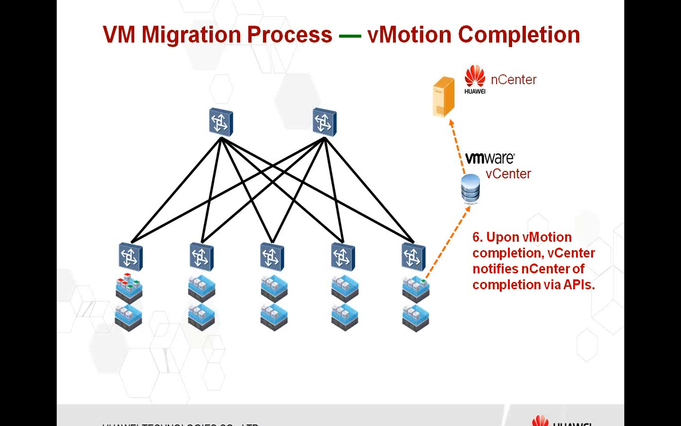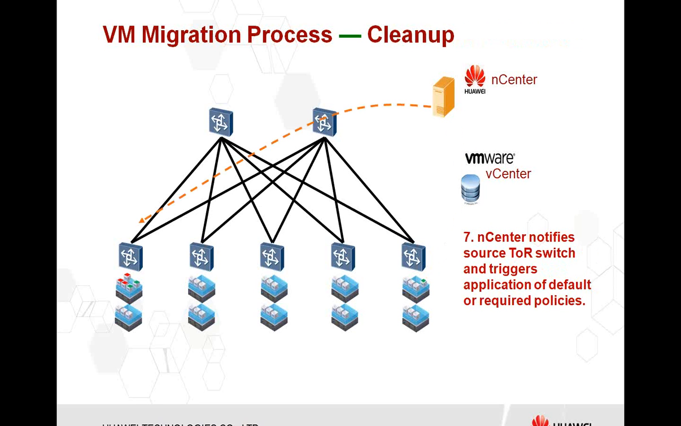And vCenter will notify nCenter that the vMotion is complete, and nCenter will do the cleanup on the original source switch where the workload originated from. In this particular case, it will either return the associated ports or network config to a set of default templates that have been defined by the administrator, or set it up for a new set of required policies if there's an incoming workload or incoming application coming on that port instead. And it's a very simple, straightforward mechanism, which is why it can scale to the levels of performance that we mentioned earlier.